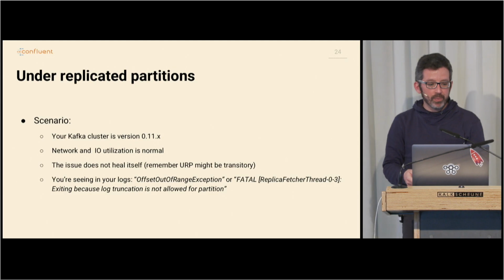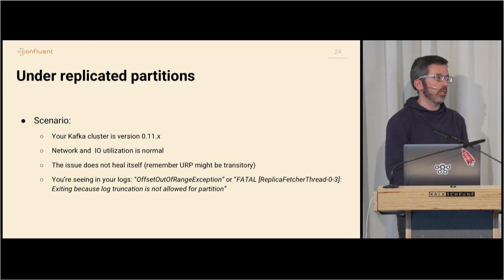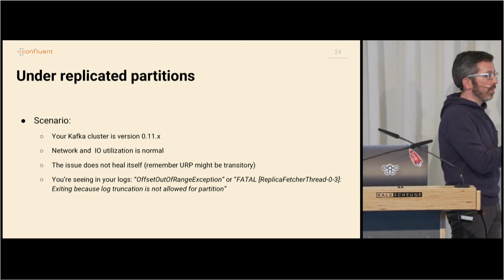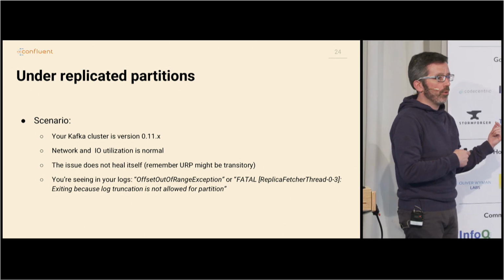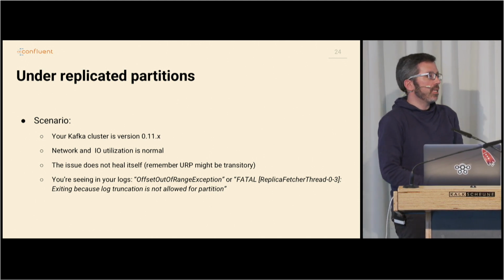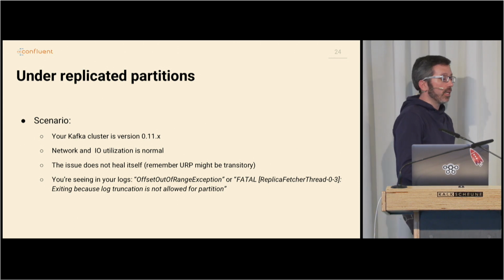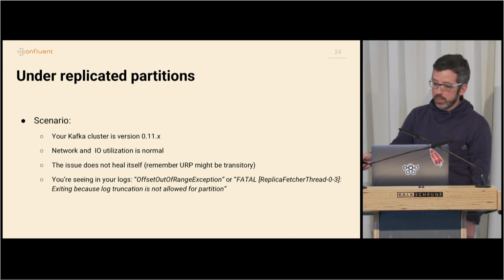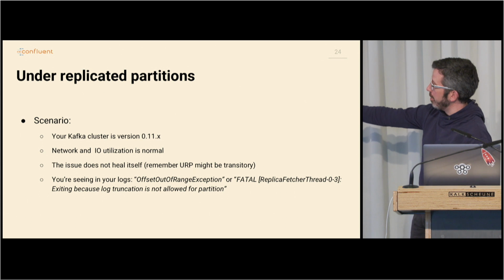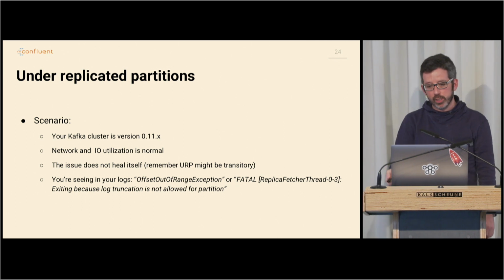What was happening here is that in Kafka 0.11, the network and I/O threads were normal. Okay, so remember the diagram that I showed you before? The threads were normal. The issue didn't heal by itself. Okay? So the situation of under-replicated partitions, remember, can be a transitory thing. You will see in the log this out-of-range exception, okay? Or this fatal replica fetcher error, because log truncation is not allowed for a partition.